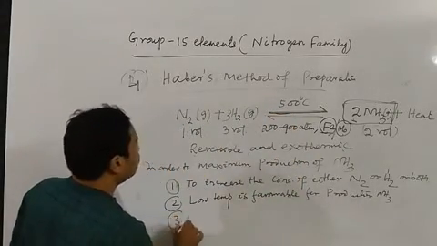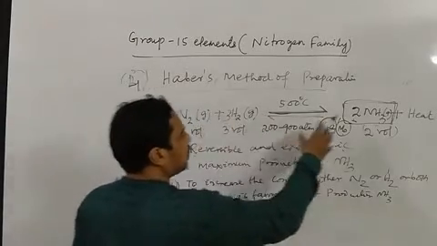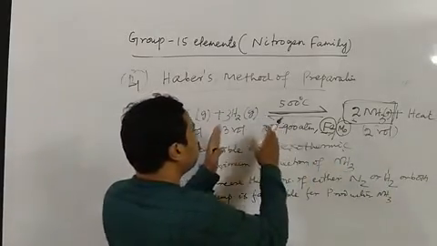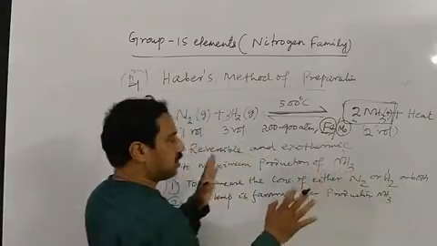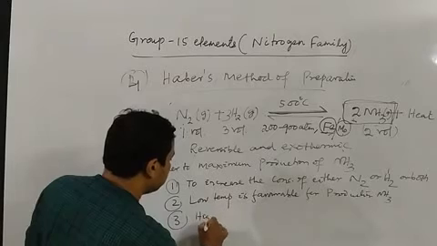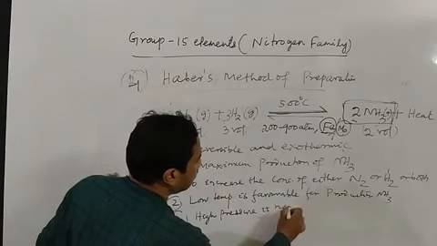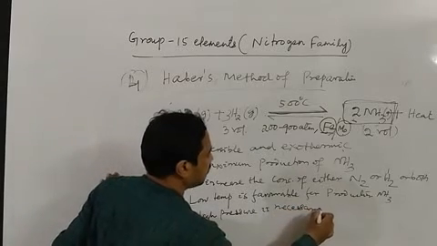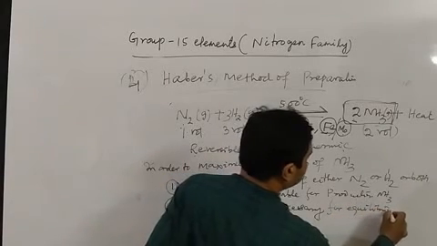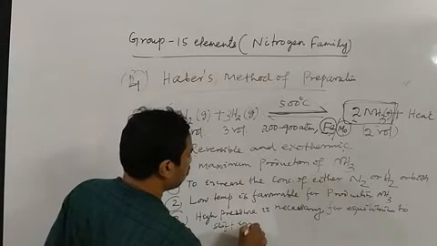Third, on the left hand side, there are 4 volumes of gas. On the right hand side, only 2 volumes of gas. That means there is a decrease in volume from left to right, or in the forward direction. For the volume to decrease, the condition is high pressure. So high pressure is necessary for the equilibrium to shift in the forward direction.